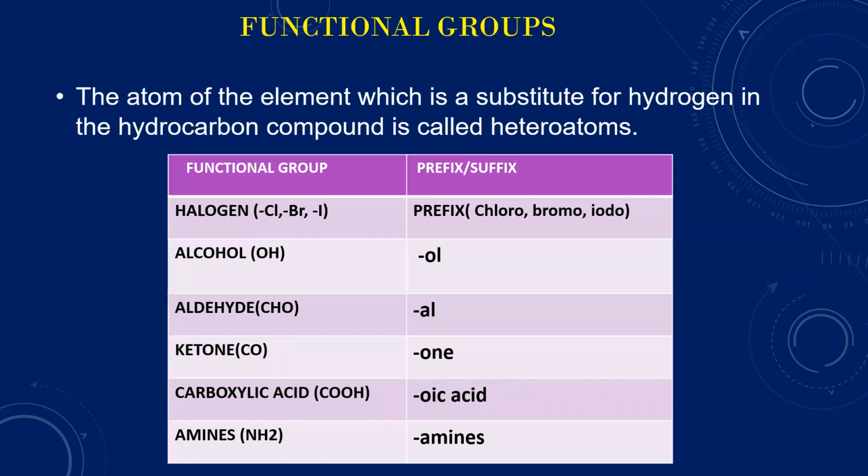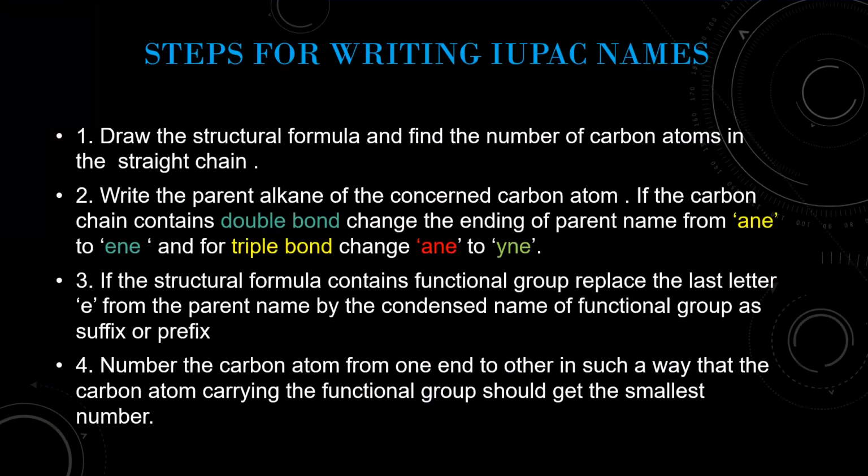There are some steps. Let us see the steps for writing IUPAC names. First step is draw the structural formula and find the number of carbon atoms in the straight chain. You have to find out the number of carbon atoms present in the straight chain. In 10th standard we are learning about the straight chain compounds. So you have to count the number of carbon atoms in the straight chain.